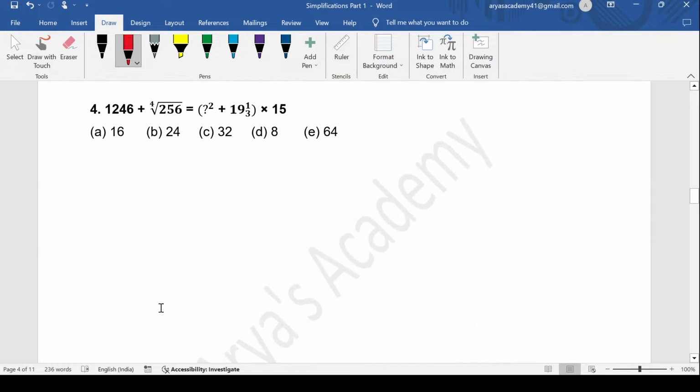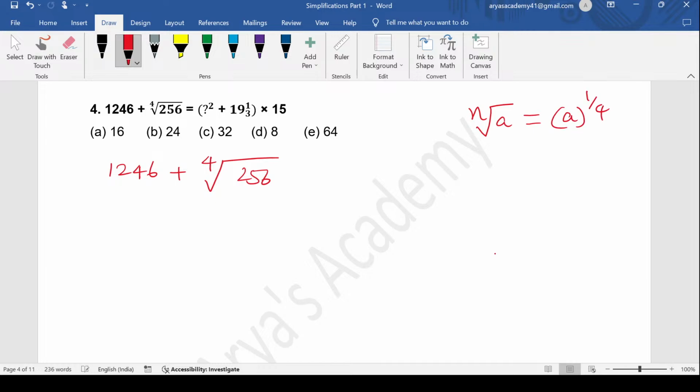I'm going to question number 4. 1246 plus the fourth root of 256. So I hope you would have learned this somewhere around 7th or 8th standard. They are called surds or radicals. So if you write it like this, nth root of a, what is the meaning of it, or how can it be rewritten? It can be rewritten like this: a power 1 by 4.